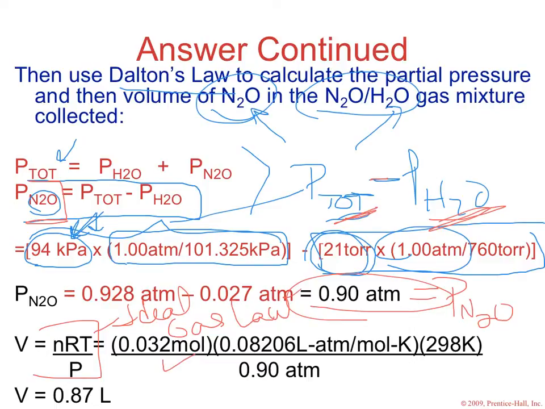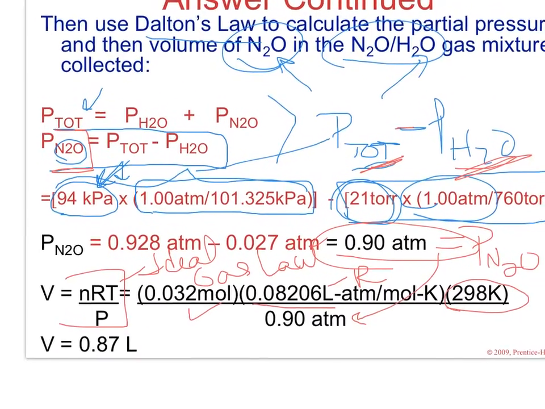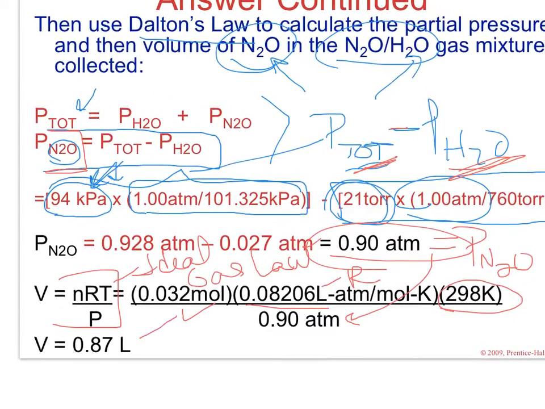So there's the moles you calculated from the last page using stoichiometry. Here is your universal gas constant value, R. Make sure your temperature is in Kelvin and the pressure you just calculated. So if you plug all those numbers in, you see then that the volume of the dinitrogen monoxide product is 0.87 liters. So that's your final answer.